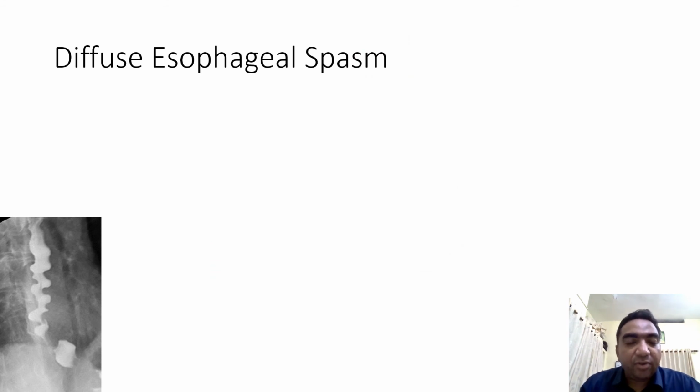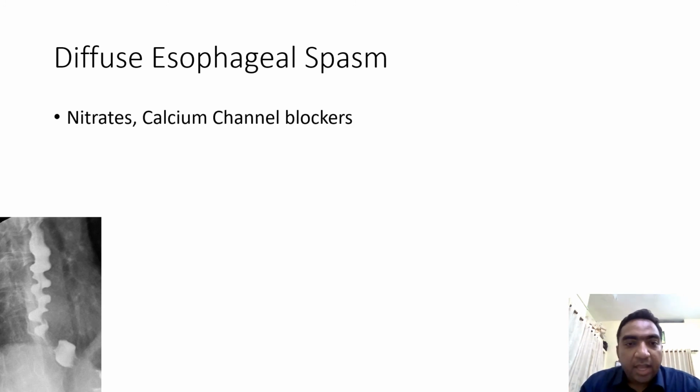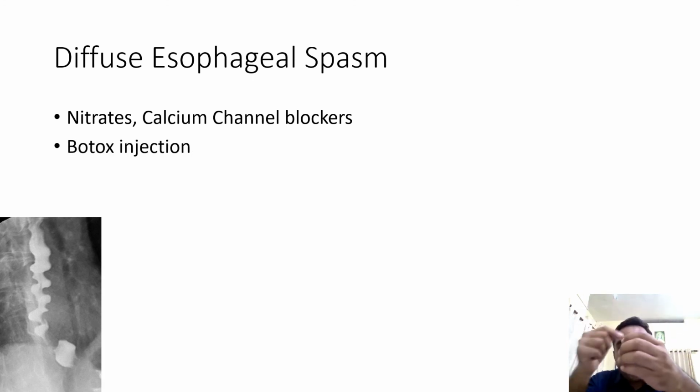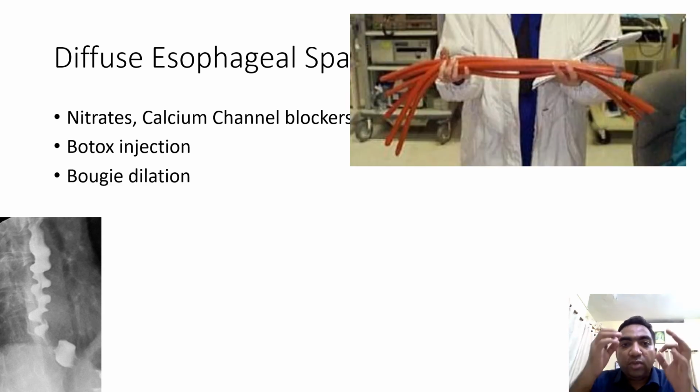Next is diffuse esophageal spasm or distal esophageal spasm, as said in Chicago classification. Here again, nitrates and calcium channel blockers can be given to reduce the spasm. Botulinum toxin injection can be given in multiple sites of the esophagus to reduce the spasm. Then bougie dilatation, not a point dilatation, along the esophagus we have to dilate. So esophageal bougies are used for dilatation.